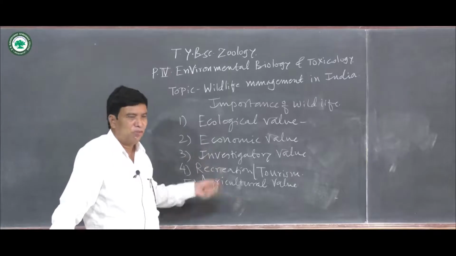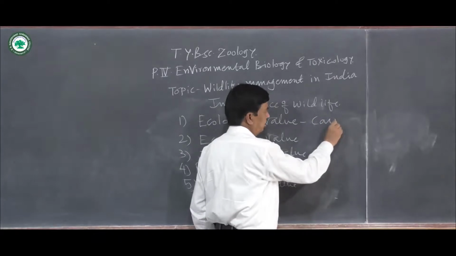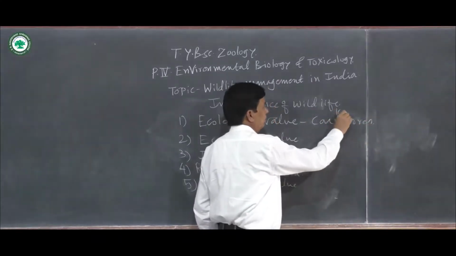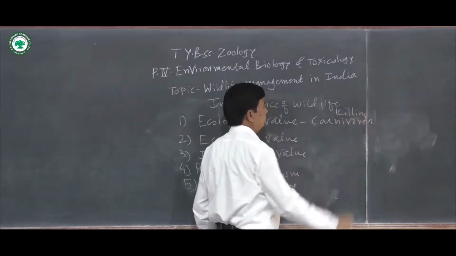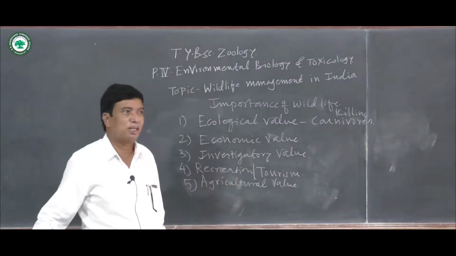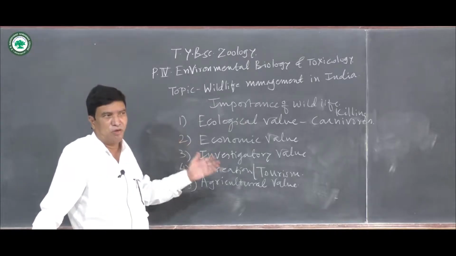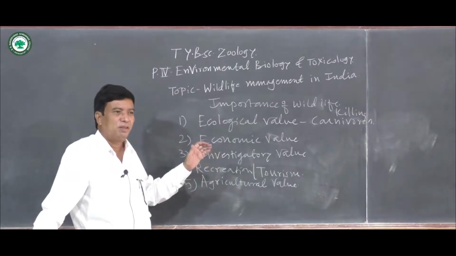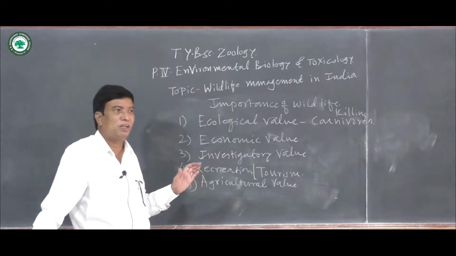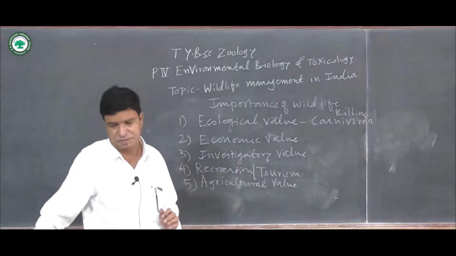For example, in case of a forest ecosystem or grassland ecosystem, consider the killing or hunting of carnivorous, that is predatory, animals. For example, wolf, fox, tiger, lion, hyena, cheetah, panther, etc. These are predatory animals.